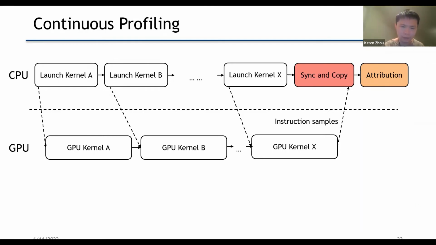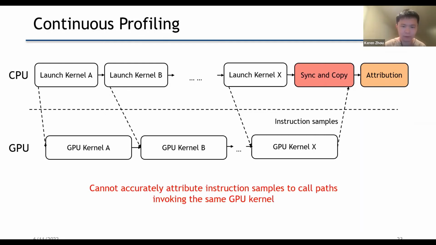Since each GPU function has its range of PCs, starting from a PC and ending in another PC, we can match each instruction sample PC with a GPU kernel. However, this method doesn't apply if two kernels are launched from different call paths, since in that case, the two call paths will have exactly the same GPU kernels, and we don't know how to attribute the GPU samples of these kernels to each of the call sites.